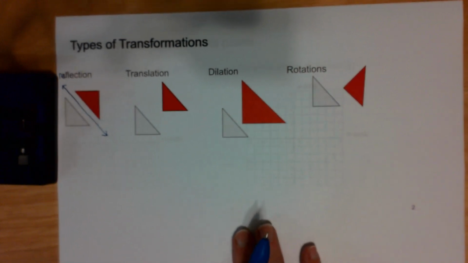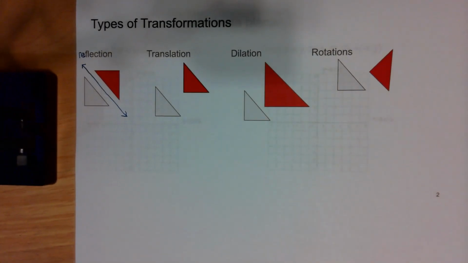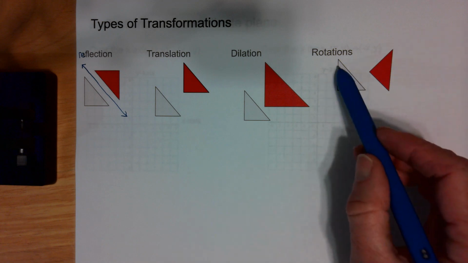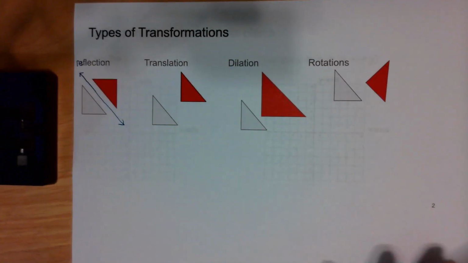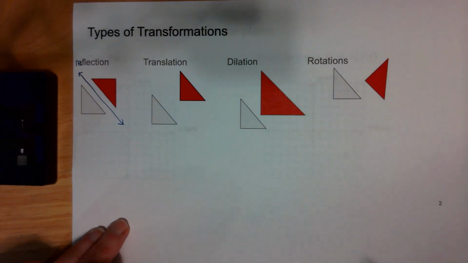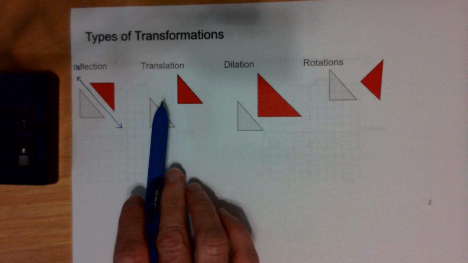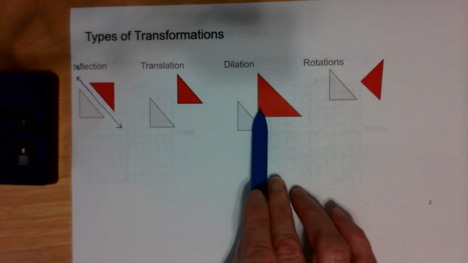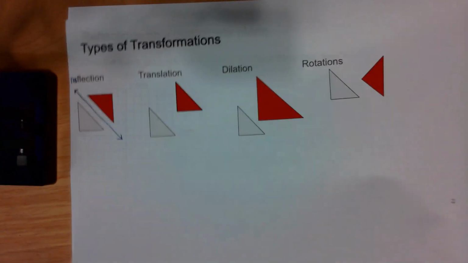A rotation, let's see, that's not focusing in real well. There we go. A rotation is like if I cut it out and I turn it or rotate it, that is another type of transformation. So those are four types of transformations: reflection, translation, dilation, rotation. Sometimes this is called a flip, this is called a slide, this is still called a dilation, and this is called a turn, depending on the book that you have.